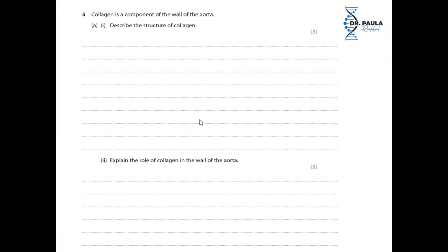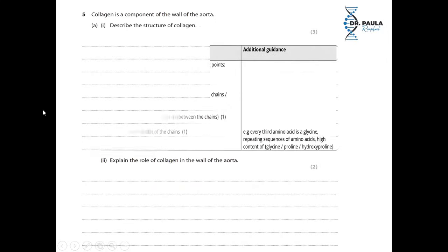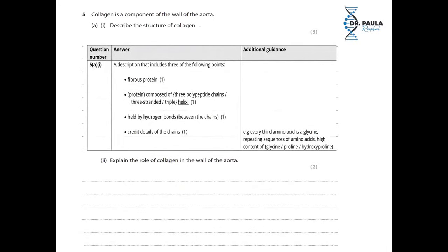It's a very easy, direct question. You can see here we have to talk about collagen being a fibrous protein. For sure, remember, it has 3 polypeptides. They are not alpha helices by themselves. Take care. They form the triple helix together by hydrogen bonds between them. And you can talk about the repeated amino acid sequence, for example glycine, which is the smallest amino acid. Every third amino acid is glycine, to give more tensile strength to the collagen. As you know, collagen is very important in our body.